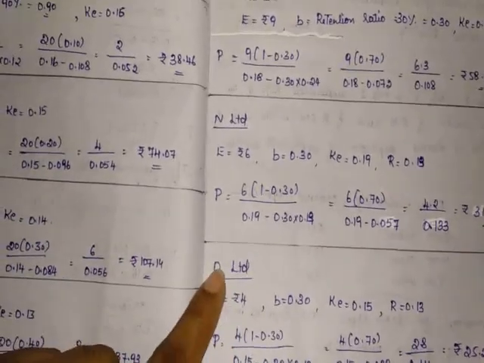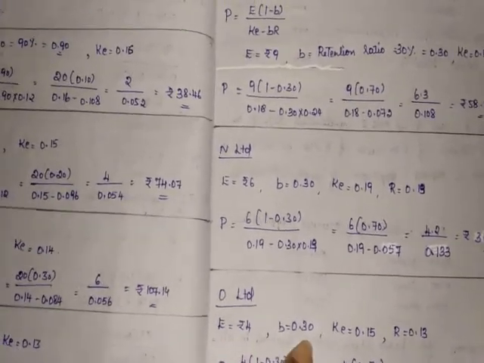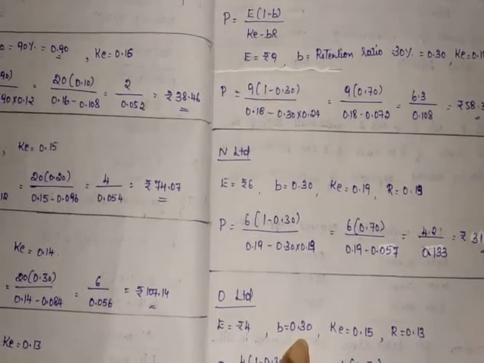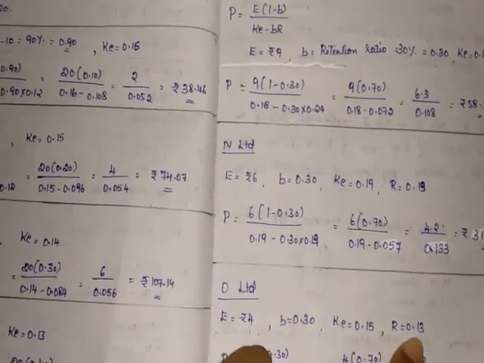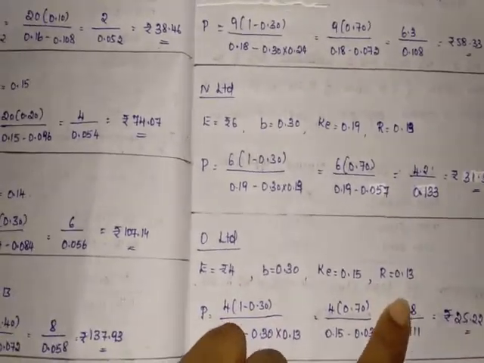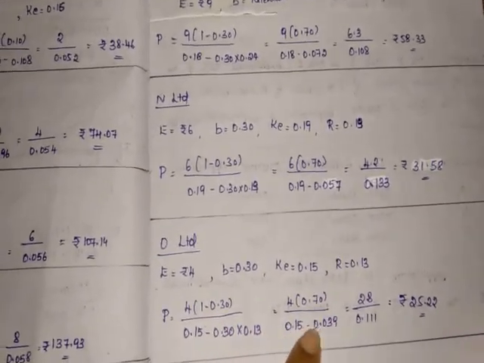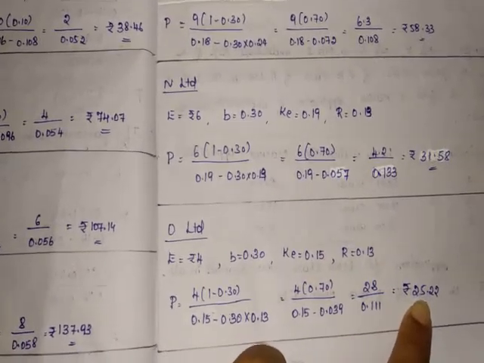And the third company, O Limited, EPS is rupees 4, and retention ratio 30%, it is 0.30. Cost of equity is 0.15. 0.13 is the return on investment. So we got market price rupees 25.22.